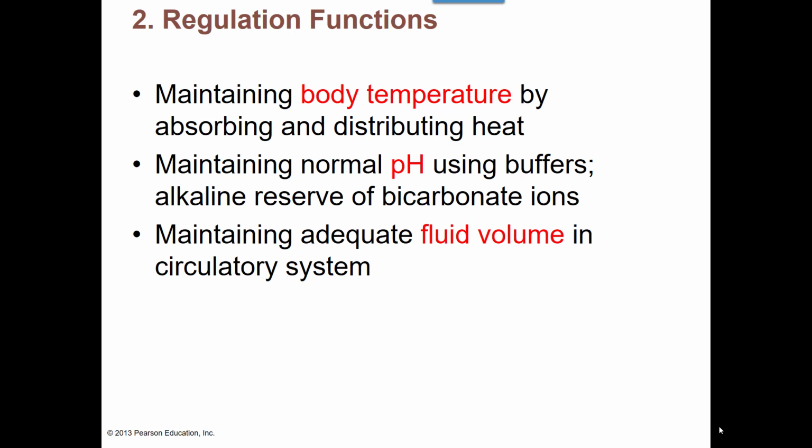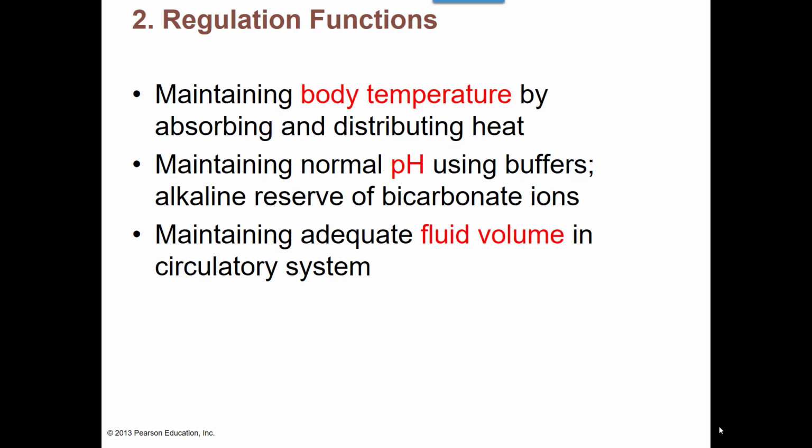It's the main reason why when you get hot, your skin looks red: we're trying to open up and dilate blood vessels near the surface of the skin to try to lose some of that heat. It can also help maintain your blood pH. It uses lots and lots of buffers. We'll talk more about bicarbonate ions later, but it has lots of buffers so that it stays in that 7.35 to 7.45 range.